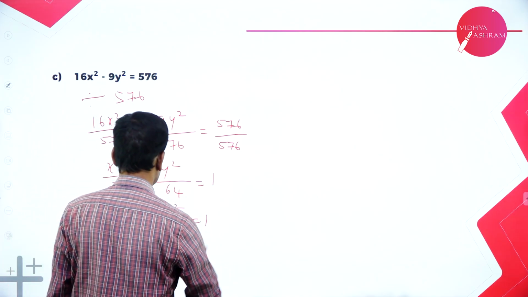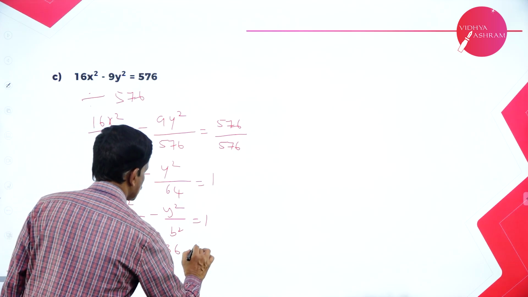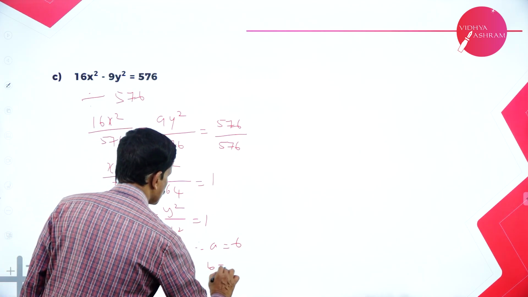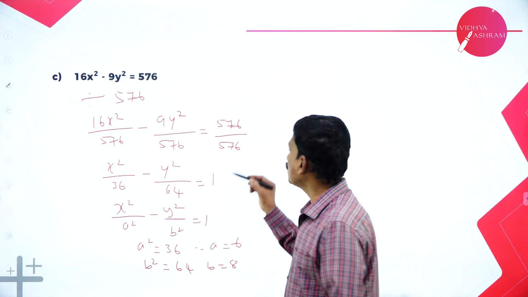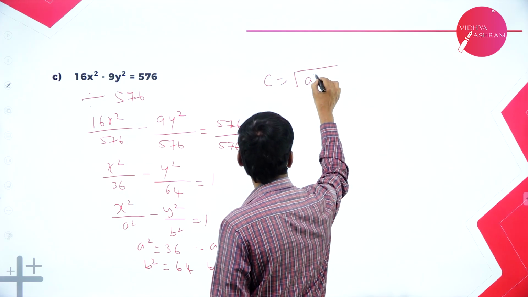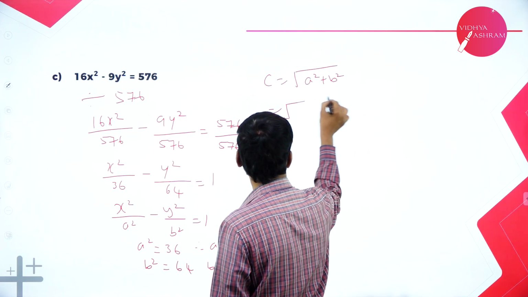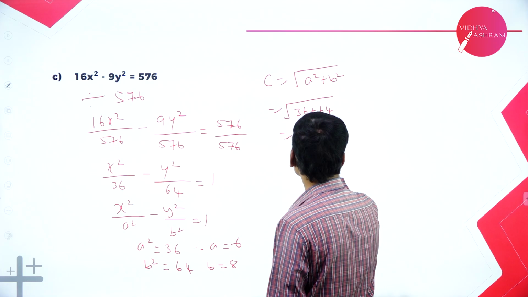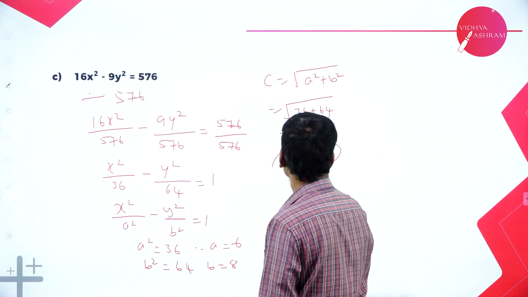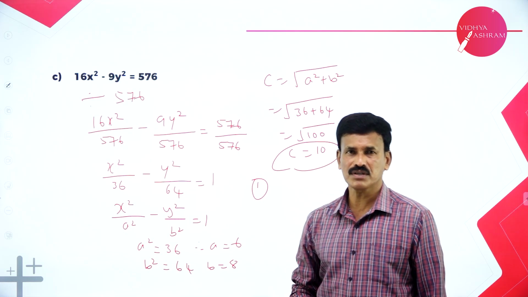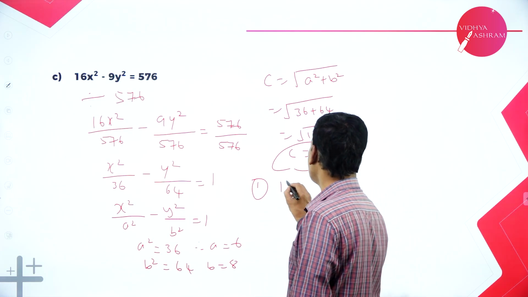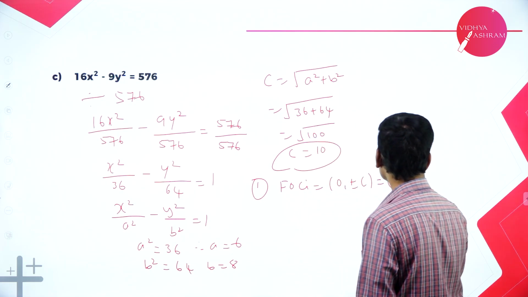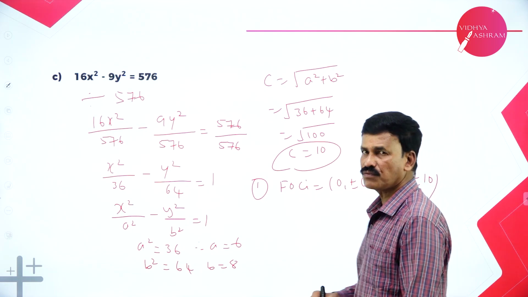So this is the equation of a hyperbola. Now comparing, what is a square? a square is equal to 36, therefore a is equal to 6, and b square is equal to 64, therefore b is equal to 8. Now find the value of c. c is equal to root of a square plus b square, that's root of 36 plus 64, square root of 100, that's equal to 10. c is equal to 10. Now find the points one by one. First, the foci are 0 comma plus or minus c, that's 0 comma plus or minus 10.